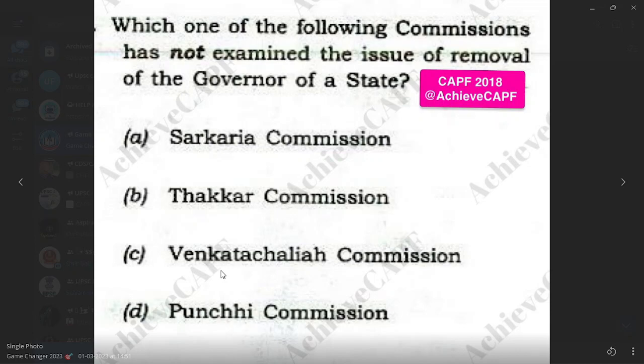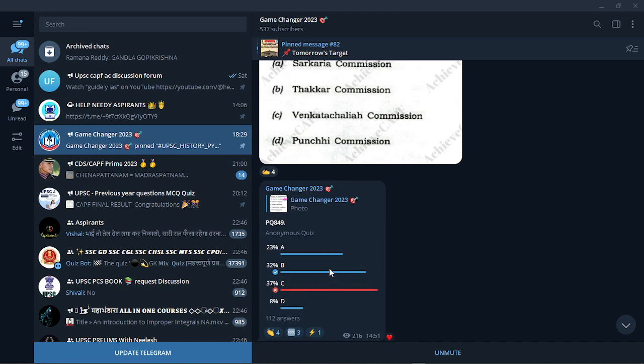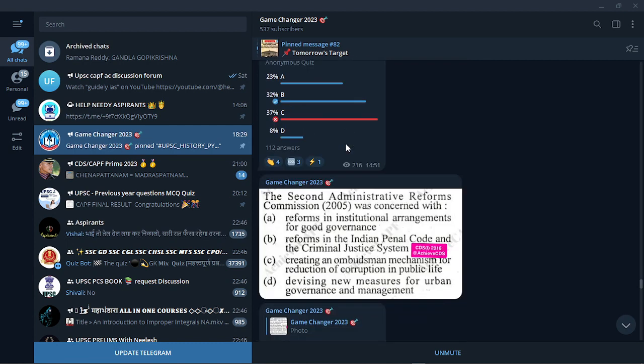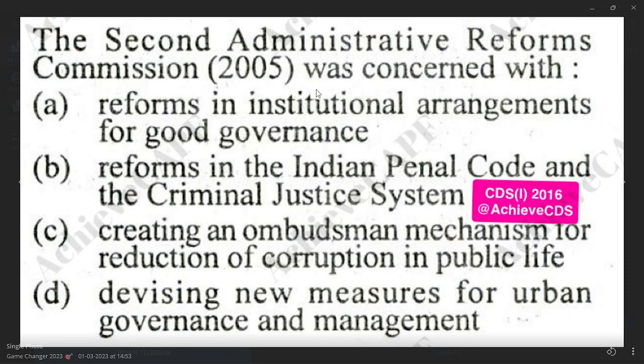I thought it was the Venkatachaliah Commission. The answer is in the ARC, right? B. The Second ARC was concerned with reforms in institutional arrangements for good governance, creating an ombudsman mechanism for reduction of corruption in public life, and devising new measures for urban governance and management. Okay, that's the answer.